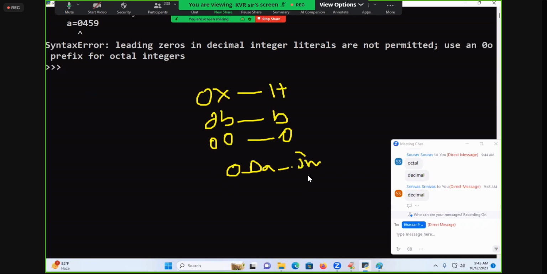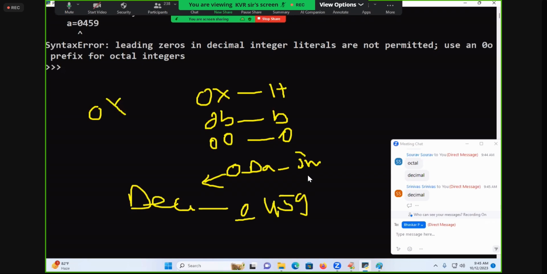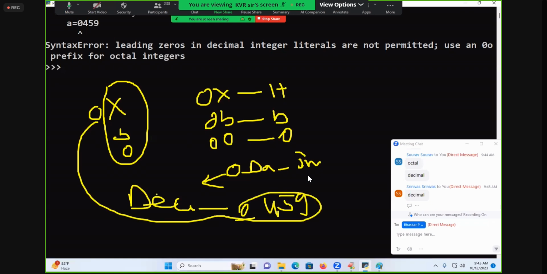0x data is called hexa, 0b data is called binary, 0o data is called octal. And 0 followed by digits is called what? Invalid. Decimal data is supposed to be written only as 459. When you are writing 0, you are supposed to write either X or B or O. If you are not writing any of such X, B, O, don't think that it is treated as decimal, like people are saying outside.